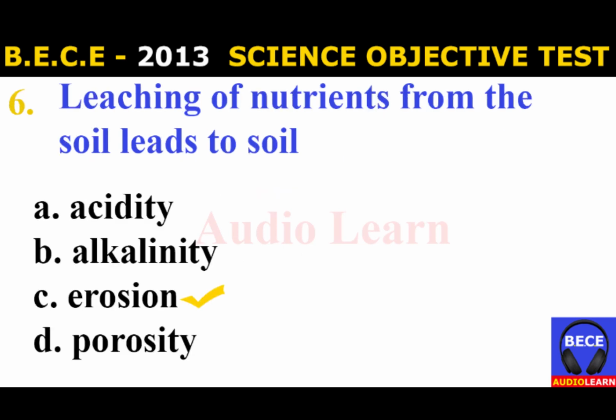Galvanizing. Number 6. Leaching of nutrients from the soil leads to soil A. Acidity. B. Alkalinity. C. Erosion. D. Porosity. And the answer is C. Erosion. Leaching of nutrients from the soil leads to soil erosion.